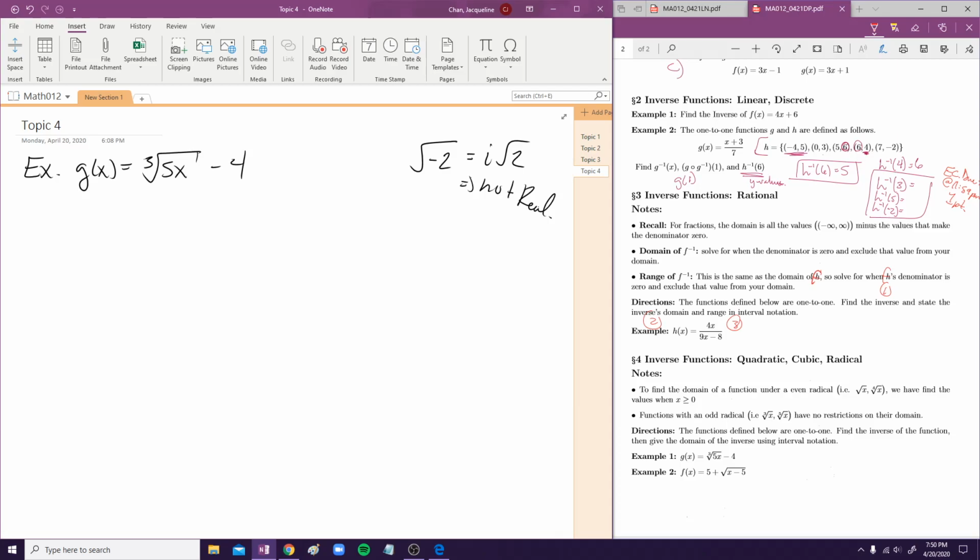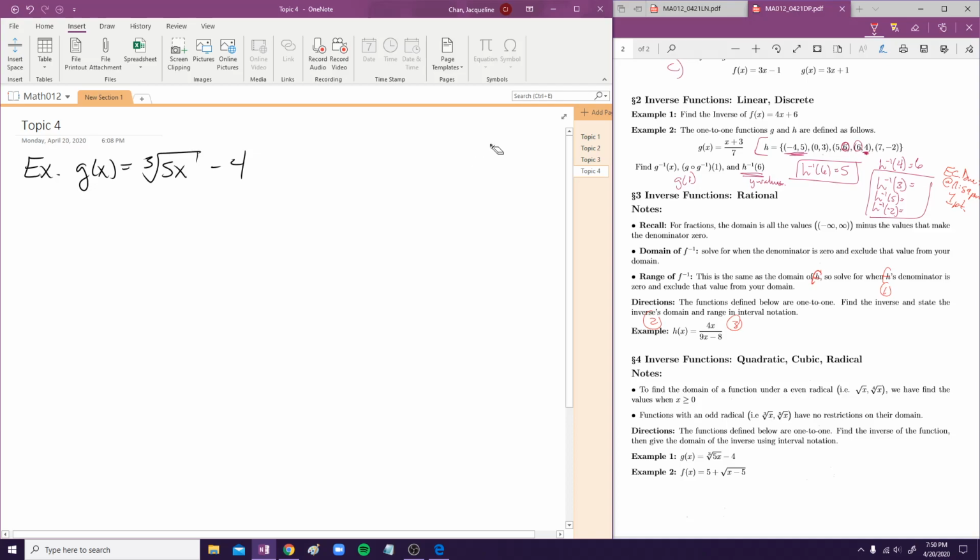But when you have functions with an odd radical, this works for the second root, fourth root, sixth root, eighth root, all the even roots. But when we talk about odd roots, like the odd radicals, we have no restrictions in the domain because they can have negatives under the radicals. Like for example, the cube root of -8. This is -2 because -2 cubed is equal to -8. So they have no restrictions on their domain. So it's all real numbers.